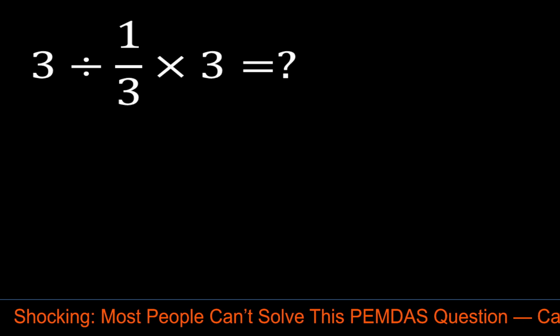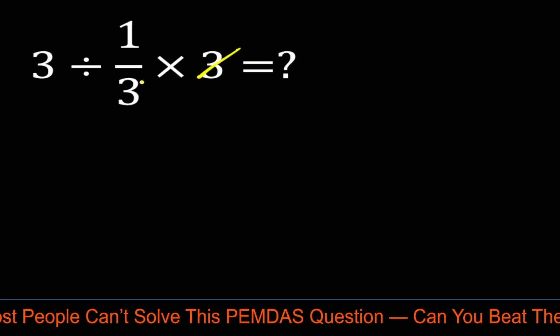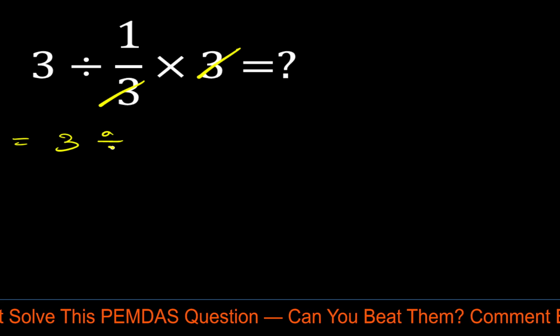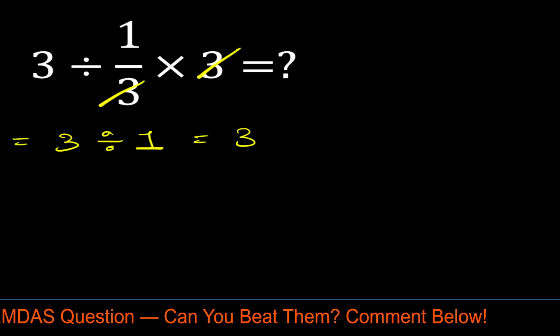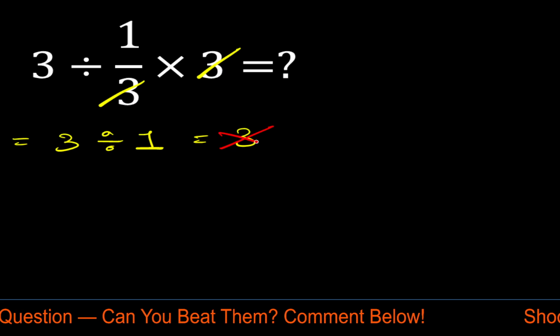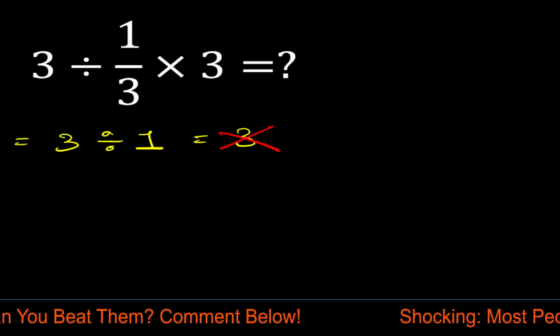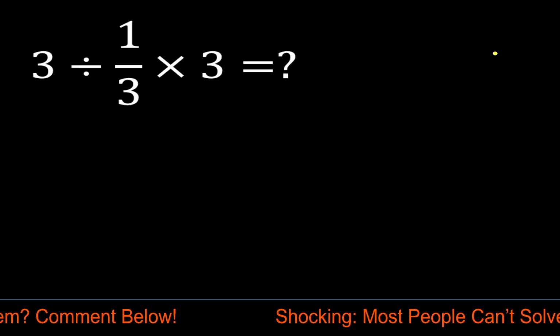So most people solve this question like this: cancel this 3 by 3. So now 3 divided by 1. So 3 divided by 1 is equal to also 3, right? But this answer is not correct. This answer is completely wrong. Now let's solve this problem correctly by using a PEMDAS rule, right?